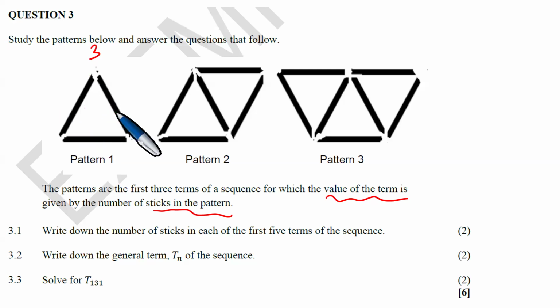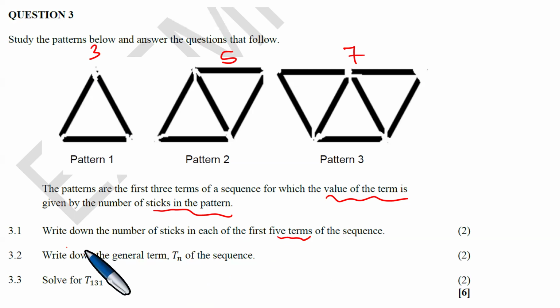It's 3 because how many sticks are there? 1, 2, 3. So the number is 3. So here, how many sticks are there? 1, 2, 3, 4, 5. So there are 5 sticks here. How many sticks are here? 1, 2, 3, 4, 5, 6, 7. Well done. Good. So now they're saying write down the number of sticks in each of the first 5 terms of the sequence. First 5.